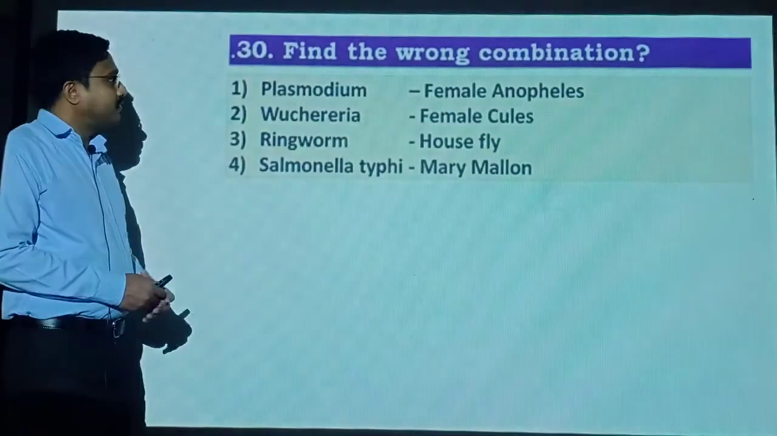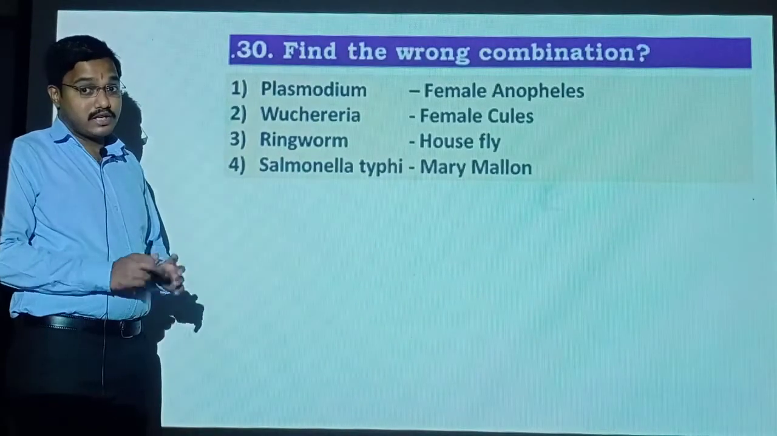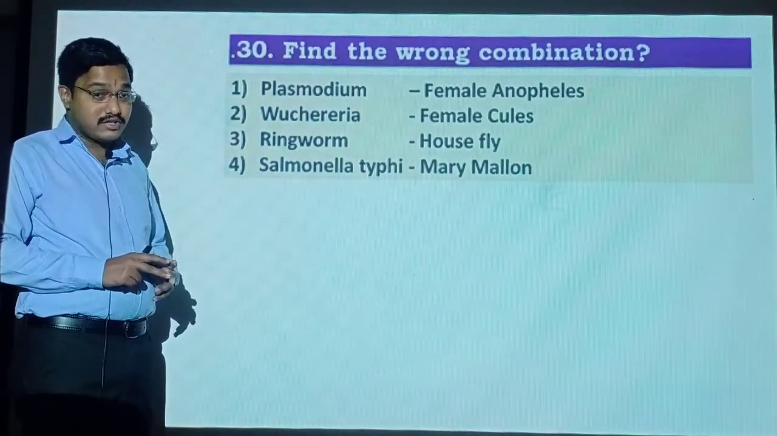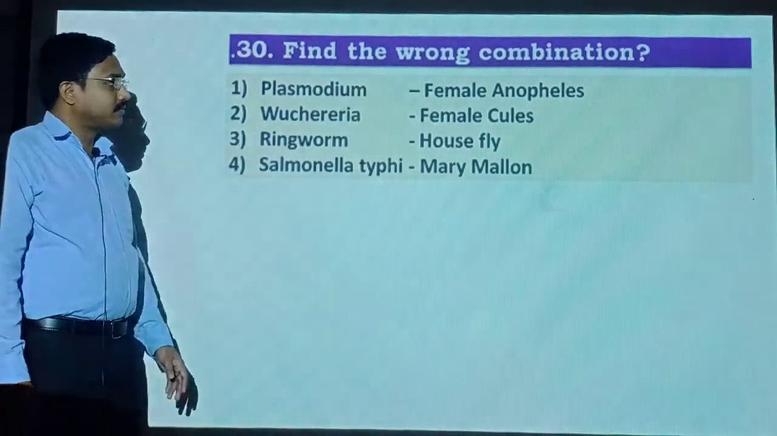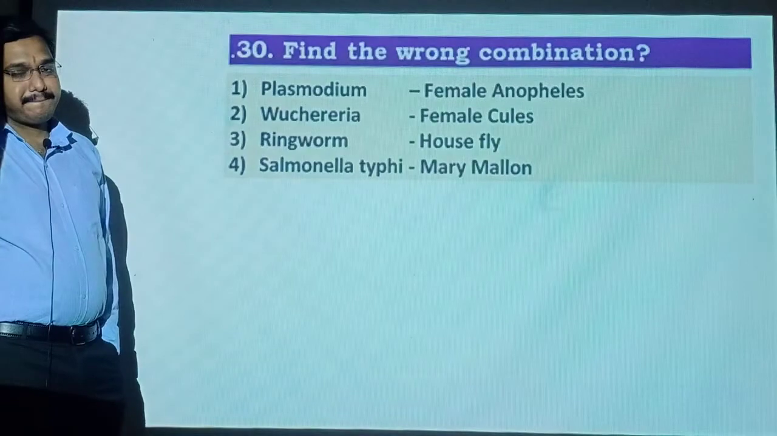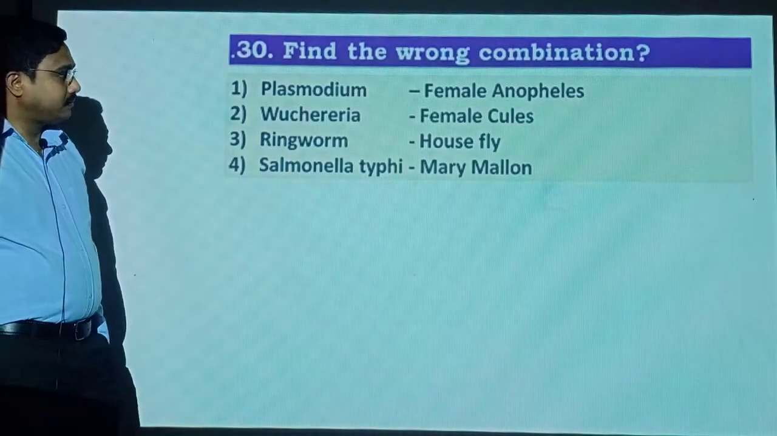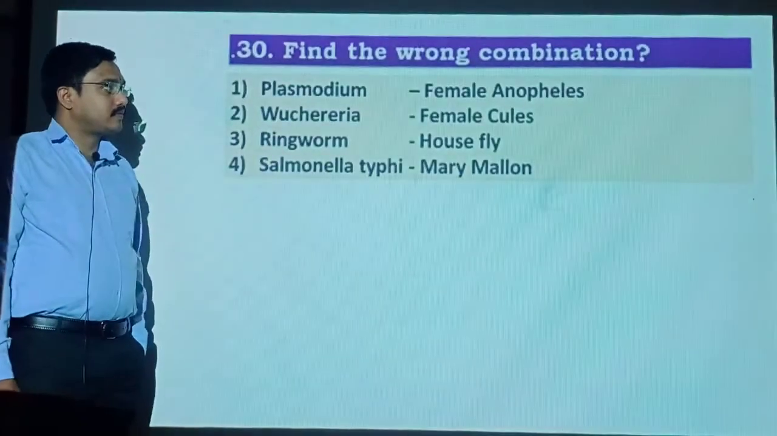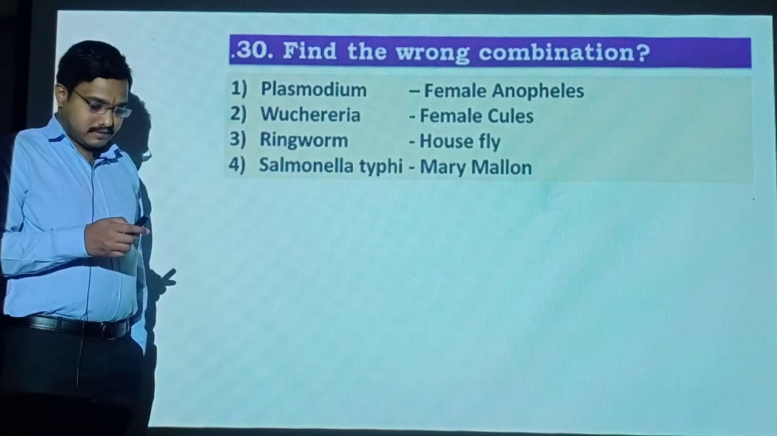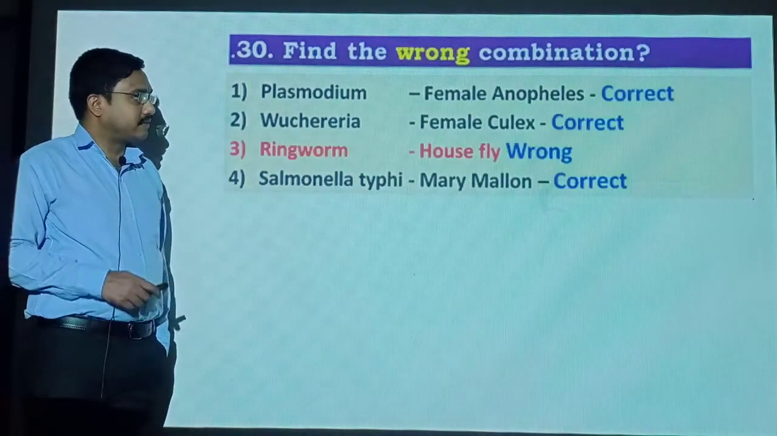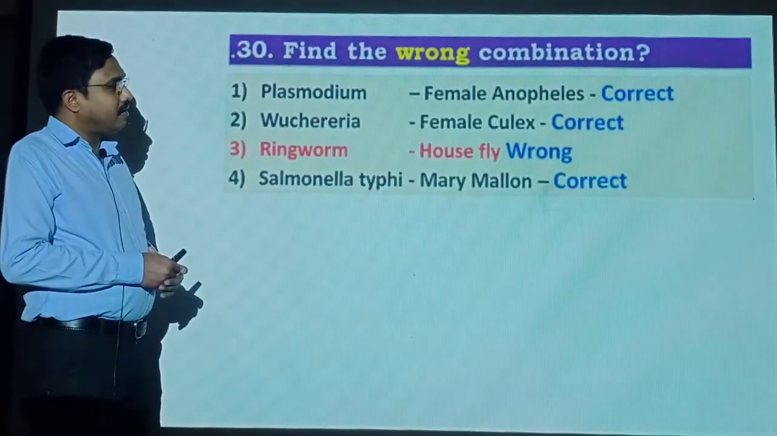Question number 30. Find the wrong combination. Here we have to select the wrong combination, not the right combinations. We have to select the wrong combinations. Once you see the options, yes, now look at here. Option 1, Plasmodium and female Anopheles.